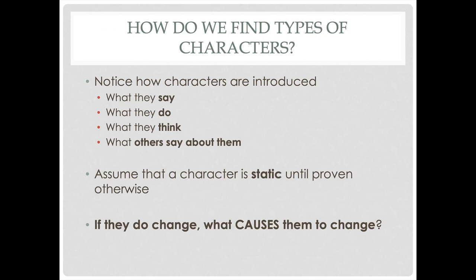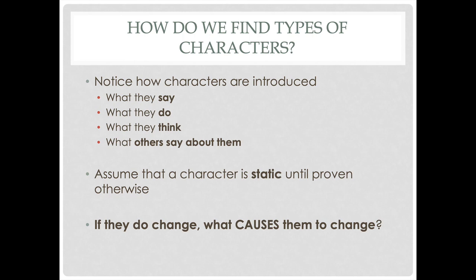And so how do we find these types of characters? Well, looking at the typical ways that authors characterize characters, that is a good start. So we want to look at what they say, what they do, what they think, and what others say about them. All of these moments can reveal what the character's really about, who they really are, what they're thinking, feeling, believing.